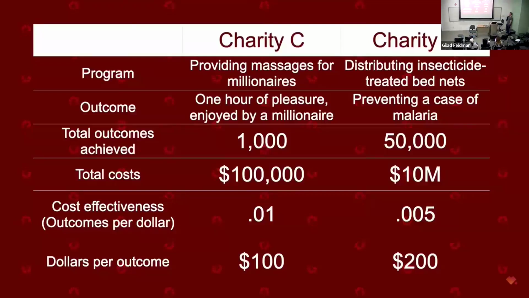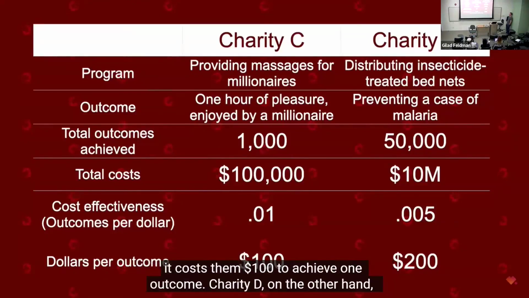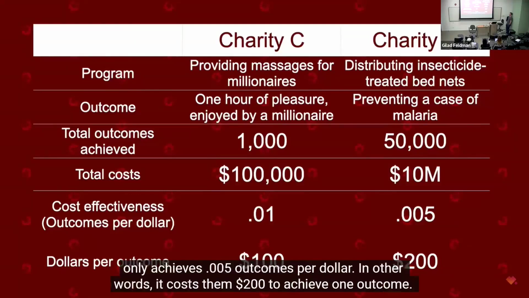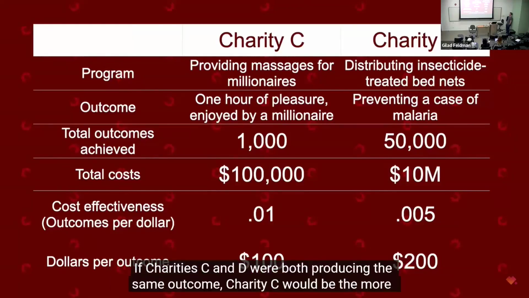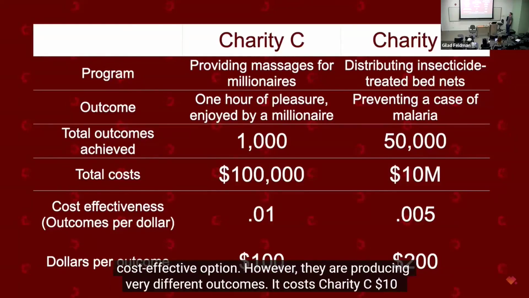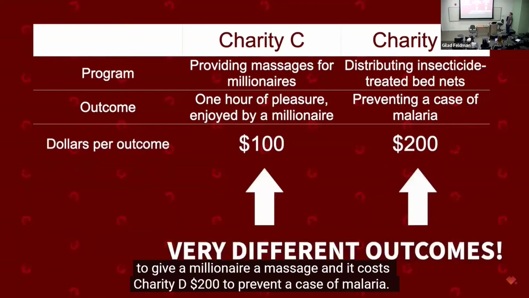Simply comparing the number of outcomes that each charity achieves per dollar would be misleading in this case. Charity C achieves 0.1 outcomes per dollar, or put another way, it costs them $100 to achieve an outcome, whereas charity D, on the other hand, only achieves 0.05 outcomes per dollar, or $200 to achieve one outcome. If charity C and D were both producing the same outcome, charity C would be the more cost-effective option. However, they're producing very different outcomes. It costs charity C $100 to give a millionaire a massage for an hour, whereas it costs $200 for charity D to prevent a case of malaria.